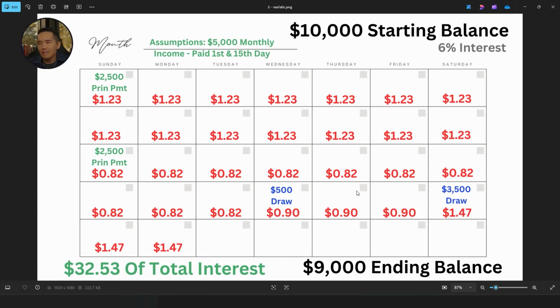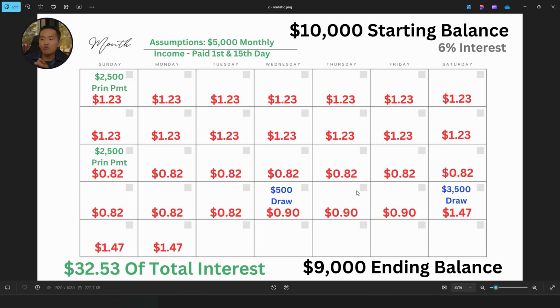Now, you might be looking at this and saying, Sam, this is a little unrealistic because who draws a large sum of money for an expense just one time a month? I mean, I got to go grocery shopping last week, next week, and I may have to go put gas in tomorrow. I'm not going to wait until the end of the month to put my gas in, right?